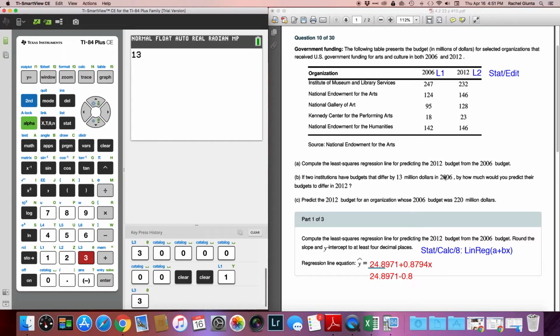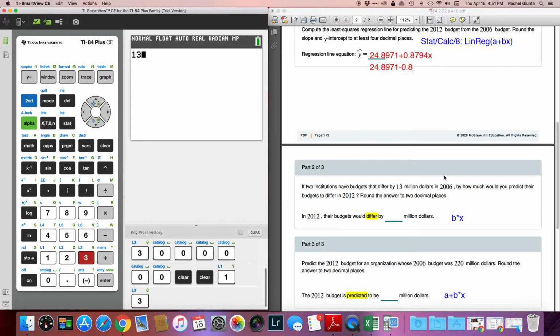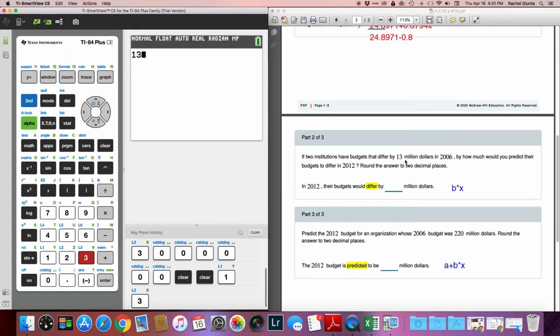The trend that I've seen there is, if they give you the number written out like 13,000,000, that's the number you'd enter. But whenever they give you a word like thousand or million, that is your hint that you only want to put in the 13, and not 13,000 or 13 million. So whatever number they give you here, that's the x.